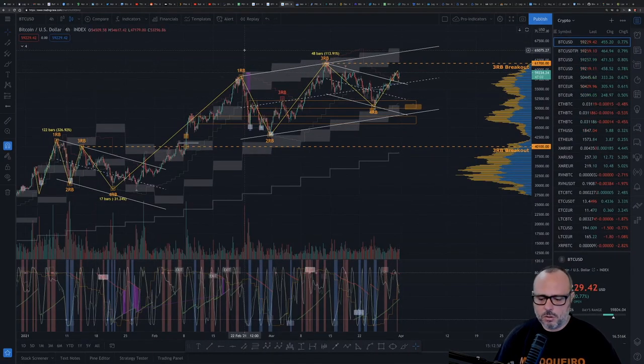Okay guys, so I guess that for today this is all the analysis we have so far at this point in time. Let's see how the monthly candle closes. I would love it to close above the 59,000. That would be a very good indication that we are going to see new all-time highs soon.